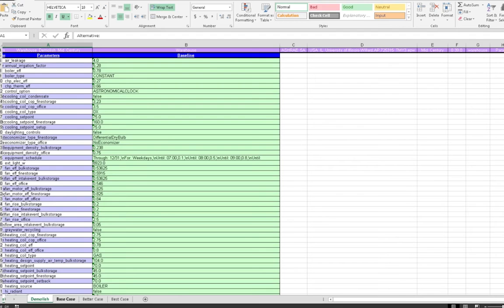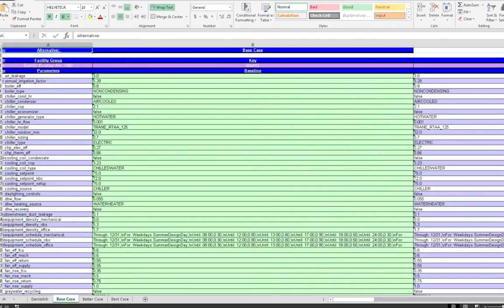When we go to the base case, what we have is, and we look at all the alternatives. We don't look at the baseline, because the baseline is basically one of the ones that is set right here.